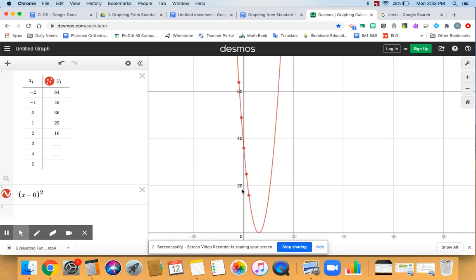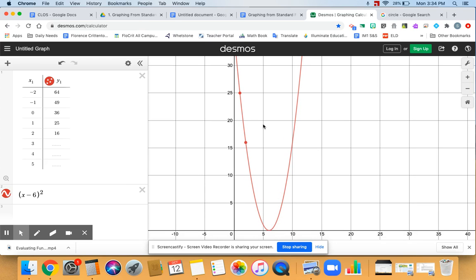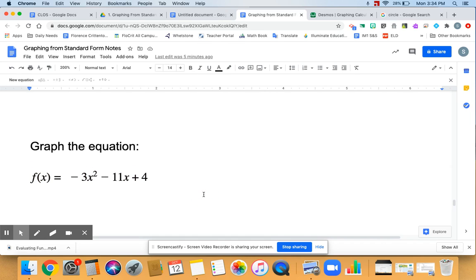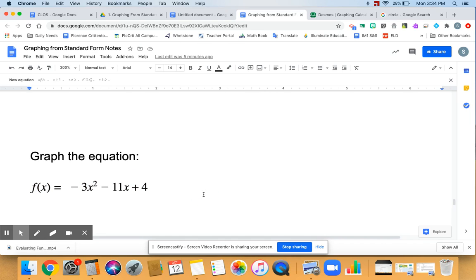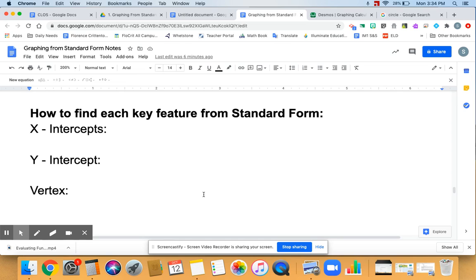This is what it would eventually look like. So I would have had to have gone all the way over here to figure out those two x-intercepts and the vertex. So that's too much work, and there has to be a quicker way. And there is. So that's what I'm going to teach you. I'm going to teach you the quicker way to find all of them from all of the forms.